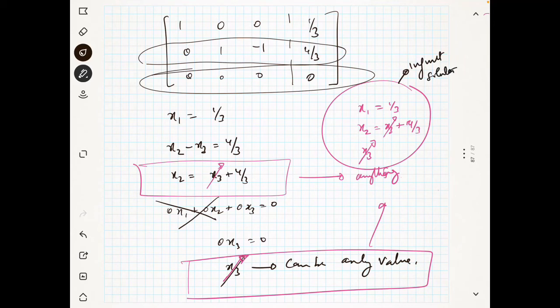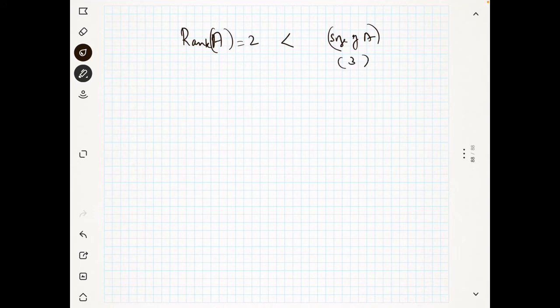Okay. And also I told you that the rank of A is equal to 2. I will write it correctly. The rank of A is equal to 2. So here you see that the rank of A is equal to 2, which is less than the size of A. What is the size of A? It was 3, right? That means 2 is less than 3.